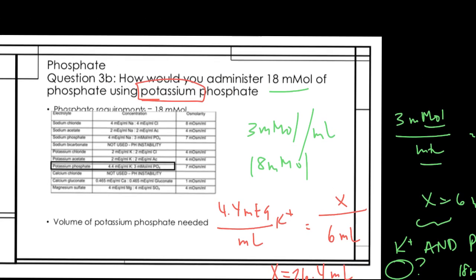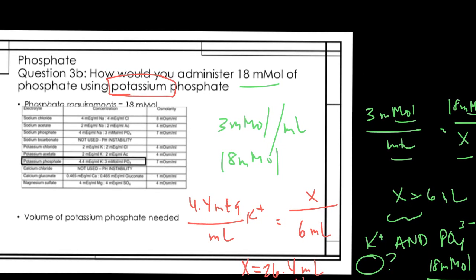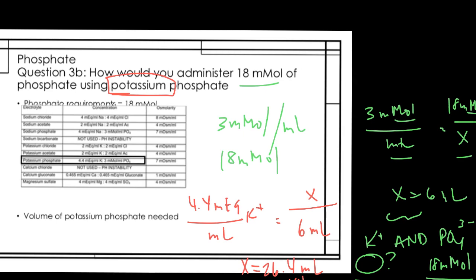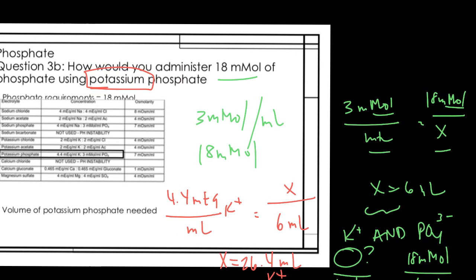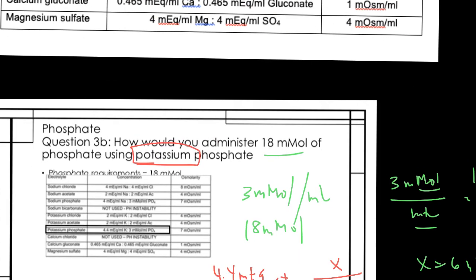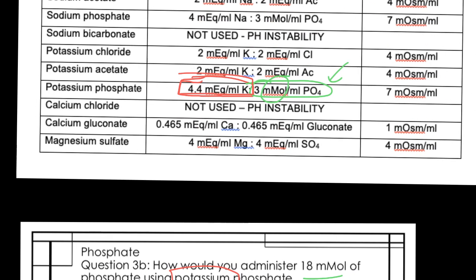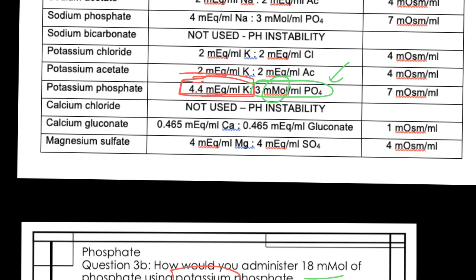So, recap of what happened. That seems like a lot. Okay, so we needed to figure out how many milliliters of potassium phosphate you need for 18 millimoles. Since we're operating with millimoles, we're going to start off, and we need to use potassium phosphate. We're going to check out the potassium phosphate row in the table. So that's 4.4 milliequivalents per milliliter of potassium to 3 millimoles per milliliter of phosphate.